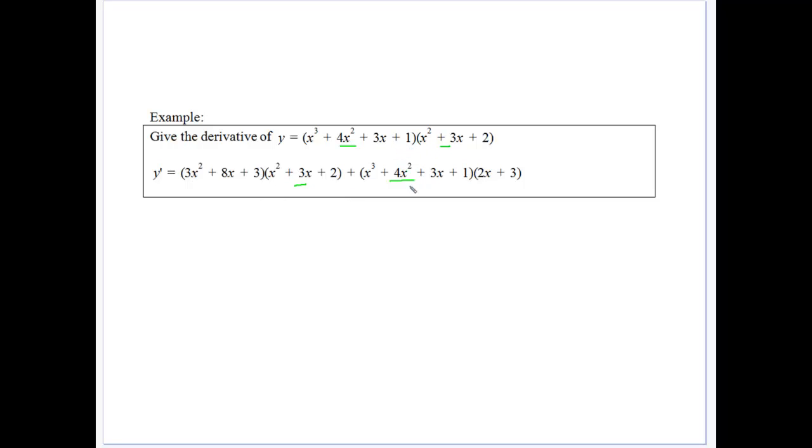It was nasty to start off with, and it doesn't look much prettier there, but that's probably the easiest you're going to get it at this point in time. So leave it like that. Don't expand it out. It's much easier to do our derivative that way. So, the product rule: use it when you have two functions multiplied by each other.